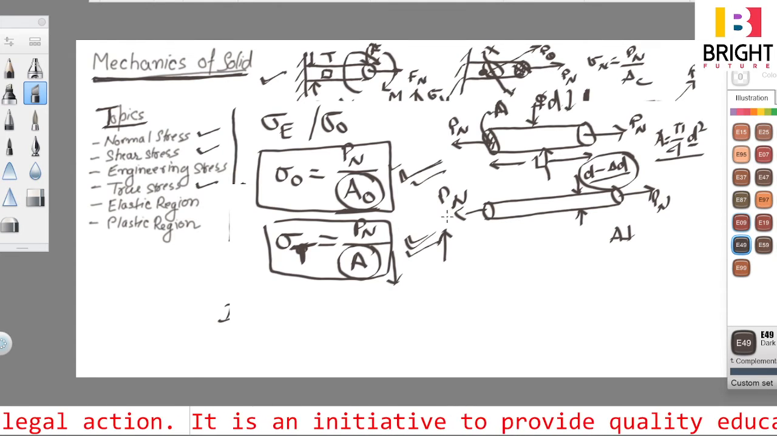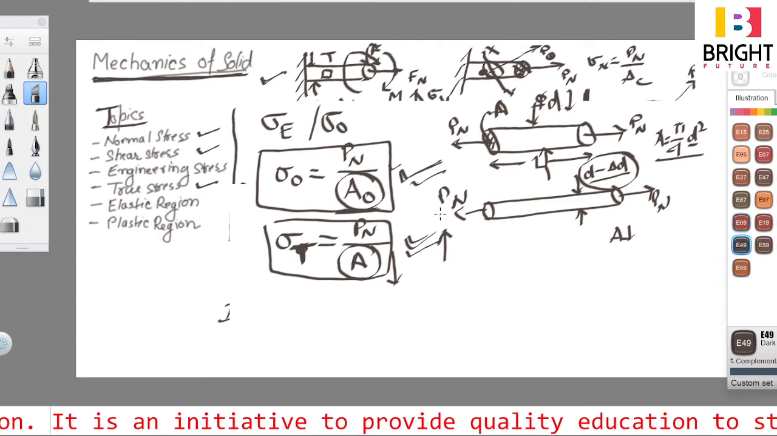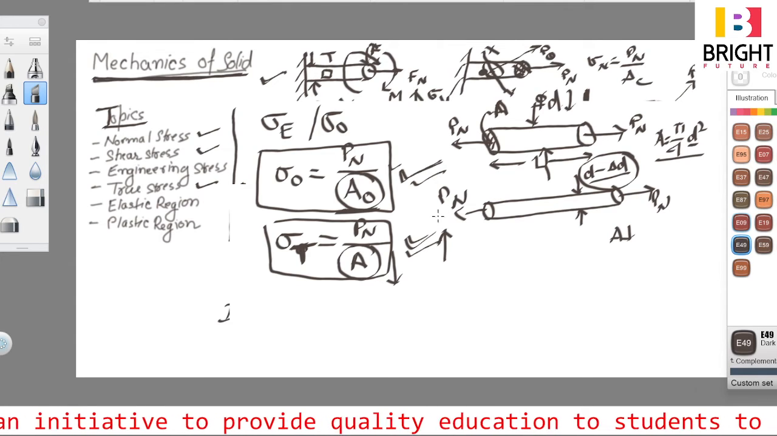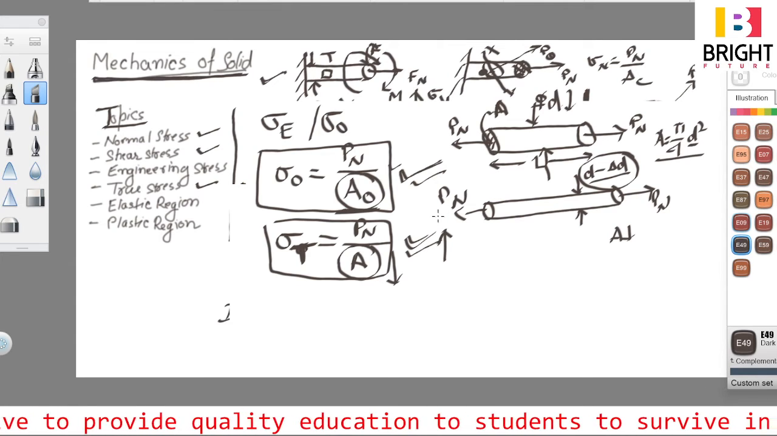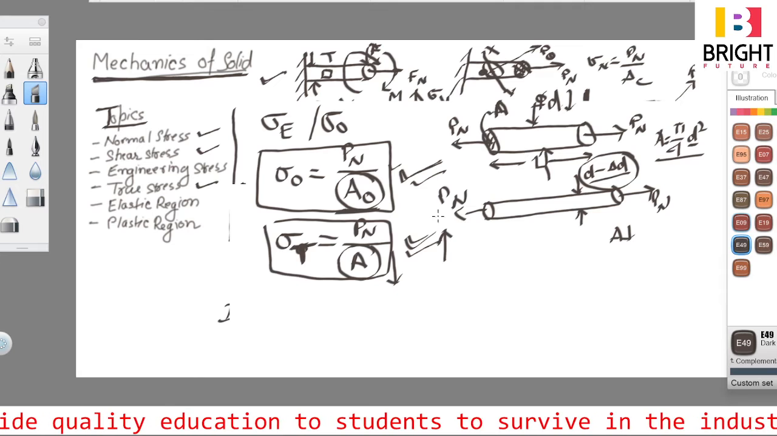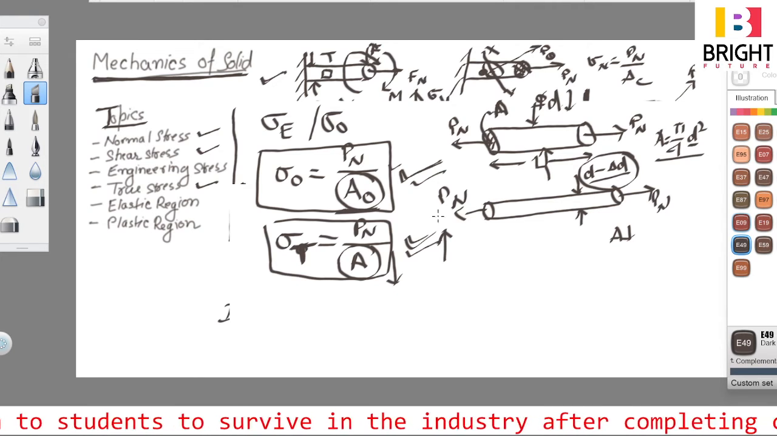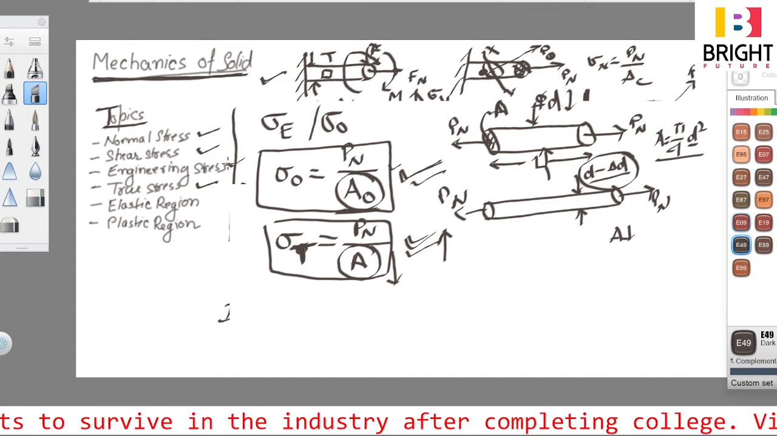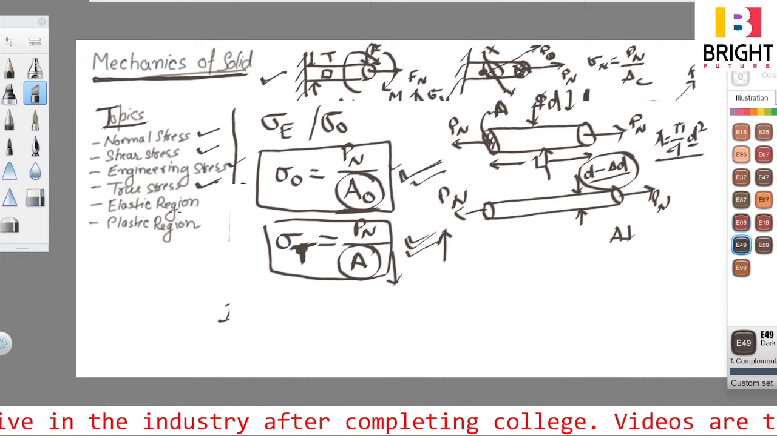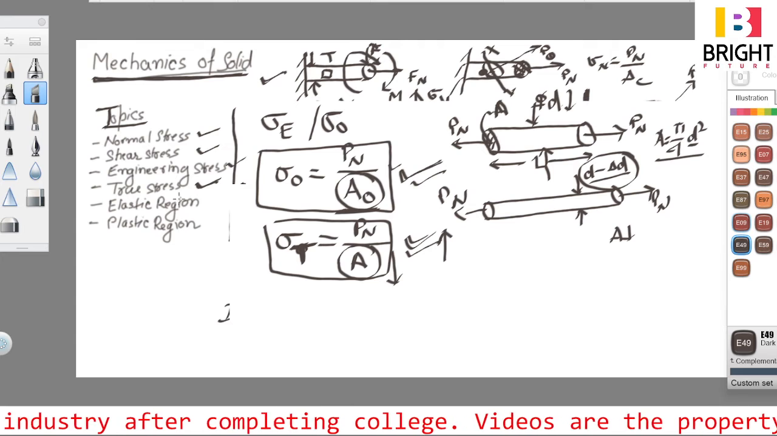So on stress strain diagram, when I explain the stress strain diagram, then I will show you two regions. First will be the machine designer region, another will be the production engineer region, where the machine elements will be drawn. Now this is the main difference between engineering stress and true stress. Next is the elastic region and plastic region.